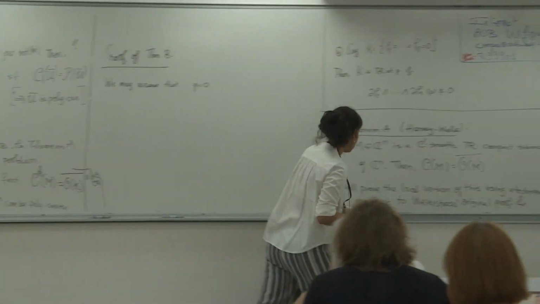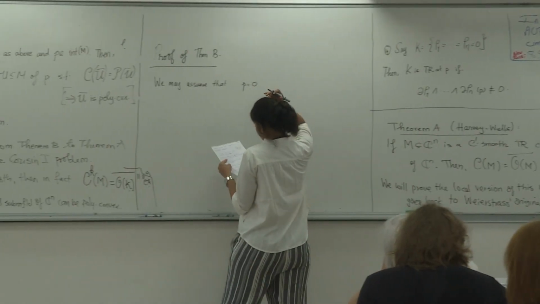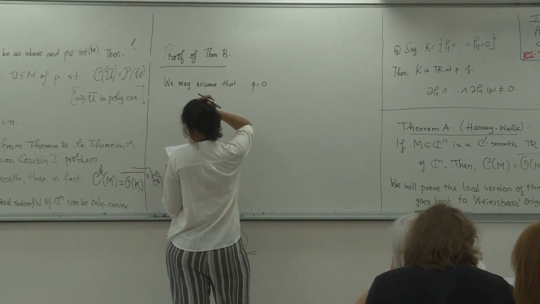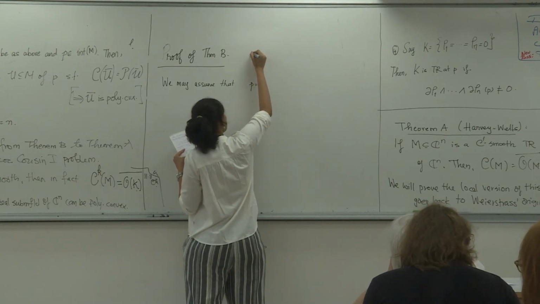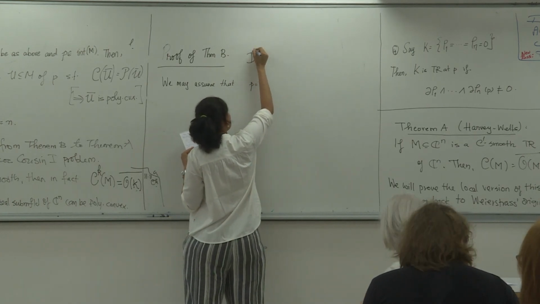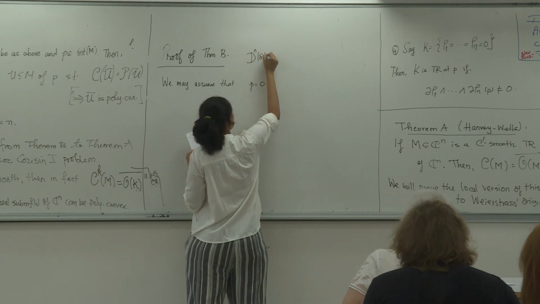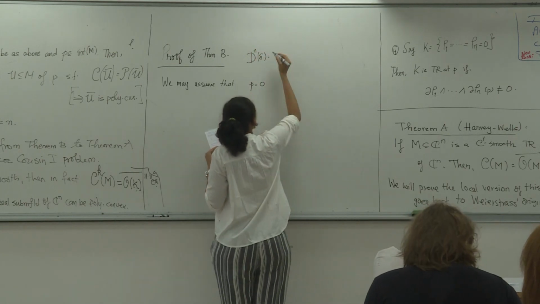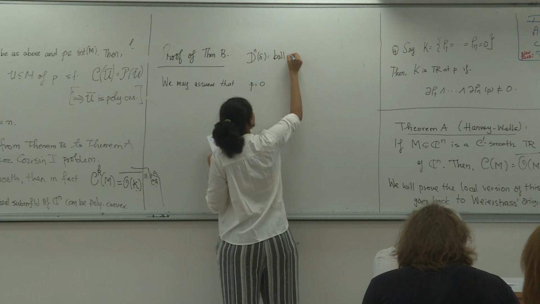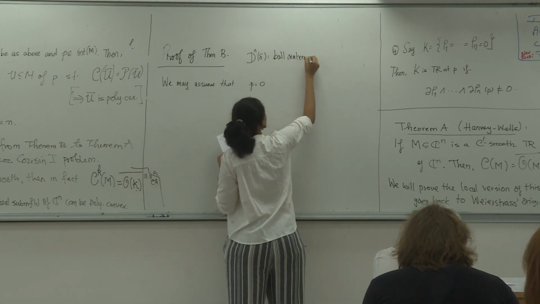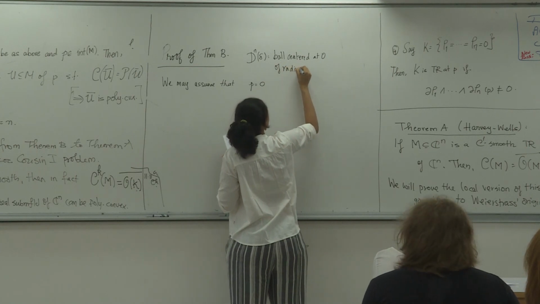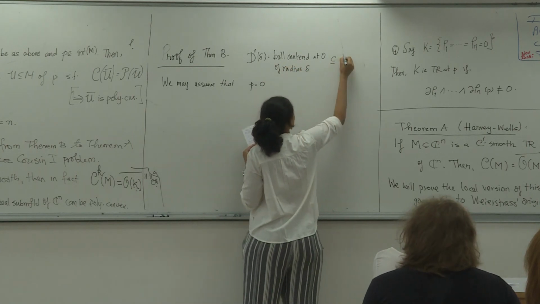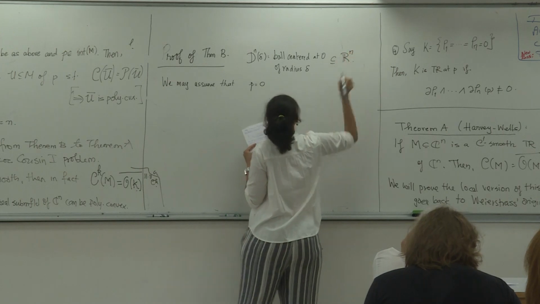I mean, we've seen this. This can be done. I think it was an exercise, in fact. So we assume that P is 0. I'll also introduce some notation. For me, Dn delta will be the ball centered at the origin of radius delta sitting inside Rn. Okay?